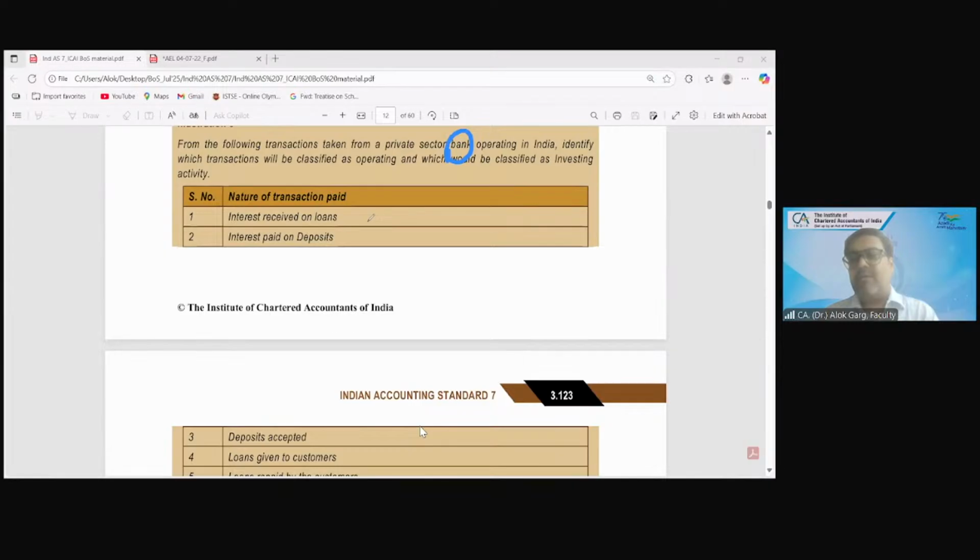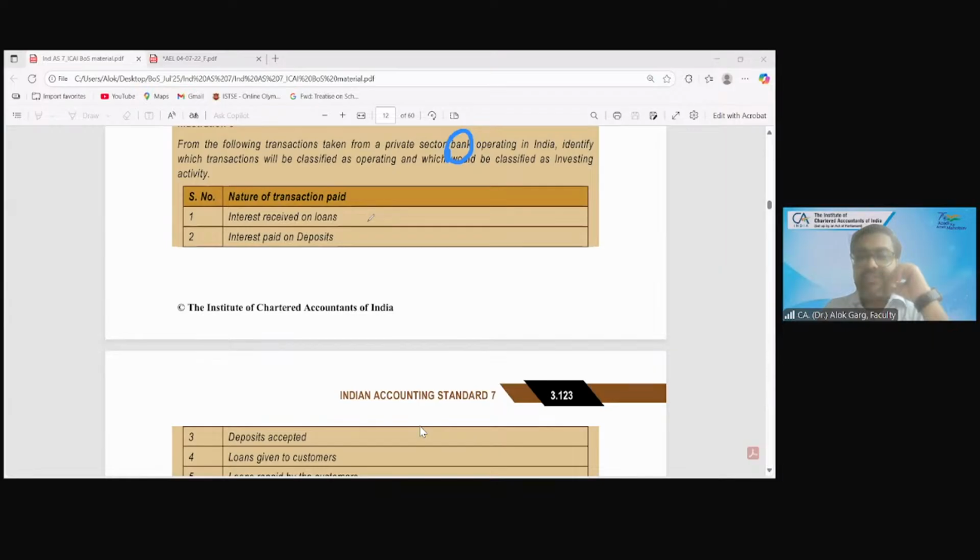But if it would not be a bank, then financing activity. Deposit accepted means liability, right? So liability. Loan given to customer. Operating. But if it would not have been a bank, then investing. Very good. Loan given is an investing item, but here it is an operating item.